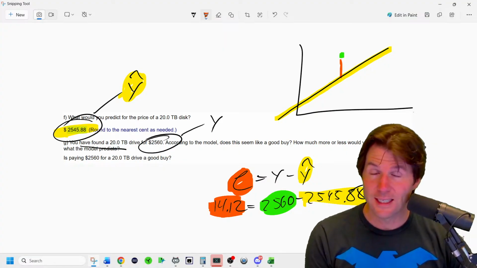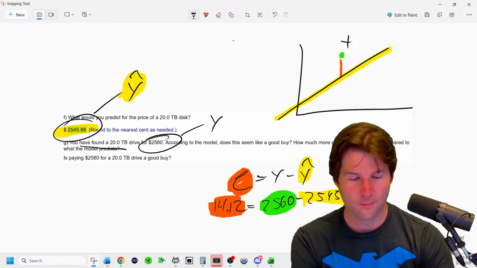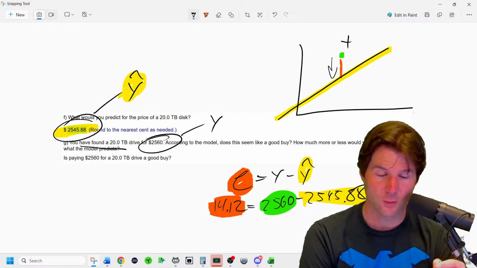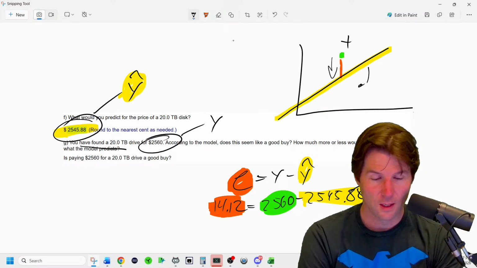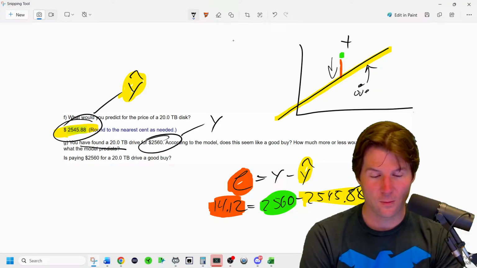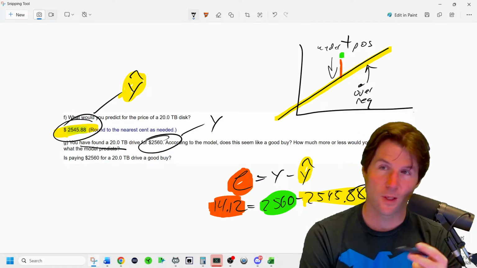So does the model over or underestimate it? The model's underneath it. If the residual is positive, the model underestimates it because the model is below it. So the model is underestimated. If the residual is negative, the model would overestimate it. So this point right here would be overestimated with a negative residual. And this point right here with a positive residual would be underestimated.